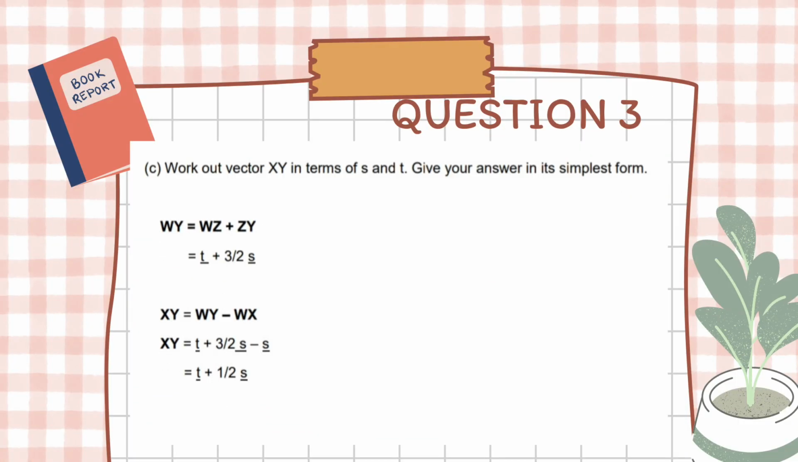Question c. Work out vector XY in terms of s and t. Give your answer in its simplest form. Vector WY is equal to vector WZ plus vector ZY, and the answer is t plus 3/2 s. We can find vector XY by vector WY minus vector WX. So it is equal to t plus 3/2 s minus s, and the answer is t plus 1/2 s.